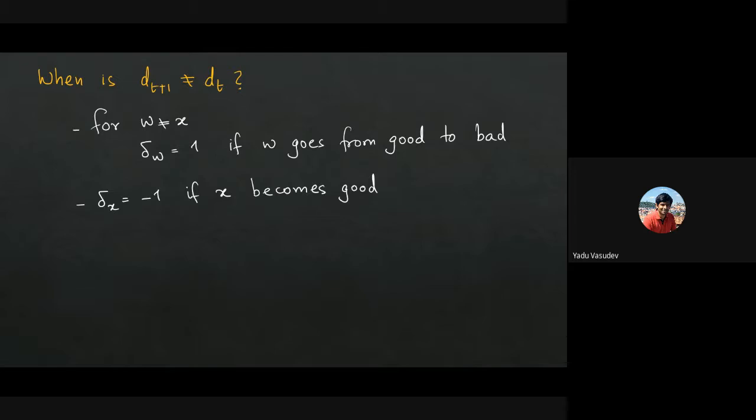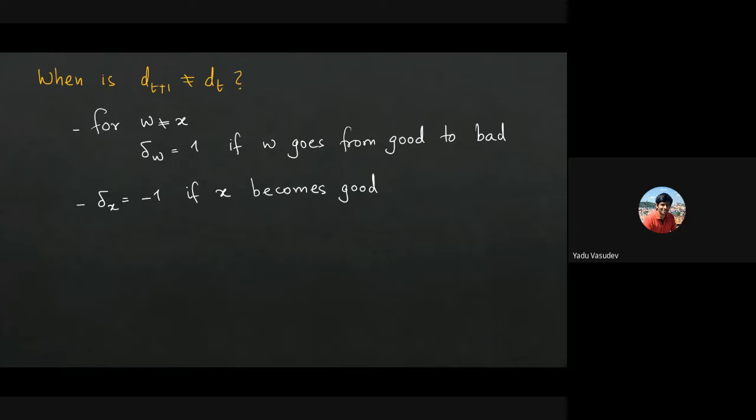So let's define this quantity, delta w. Delta w is 1 if w goes from good to bad. You're adding something; d_{t+1} is a set difference, the number of vertices in which the two independent sets are different. So we say delta w is 1 if w goes from being good to bad, meaning you have increased d_{t+1}. And delta x is minus 1 if x becomes good from being a bad vertex, so you have reduced d_{t+1}.